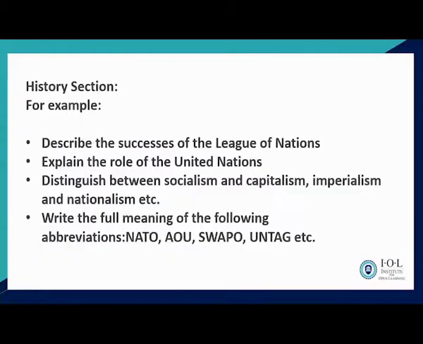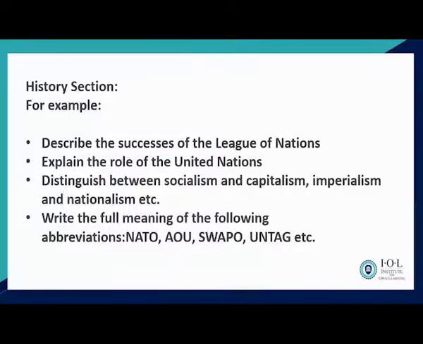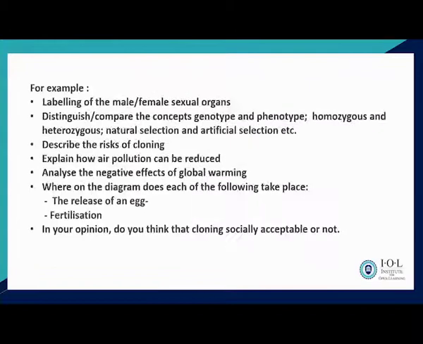If I need to go back to this specific slide, the slide also applies because it's two different subject areas. It also applies to biology. It's important to know that the questions can be phrased using the same key verb by asking you to describe, to explain, or to analyze.